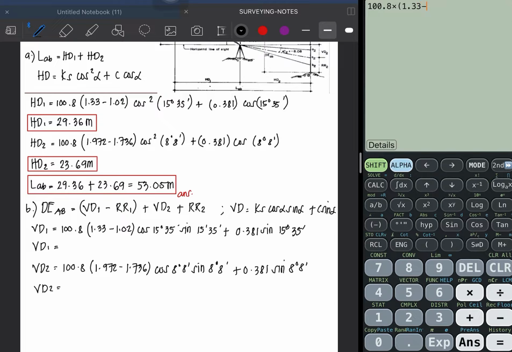You have 100.8 times 1.33 minus 1.02 times cosine of 15 degrees 35 minutes times sine of 15 degrees 35 minutes, then plus 0.381 sine of 15 degrees 35 minutes. Okay, so you have VD1, 8.19 meters.